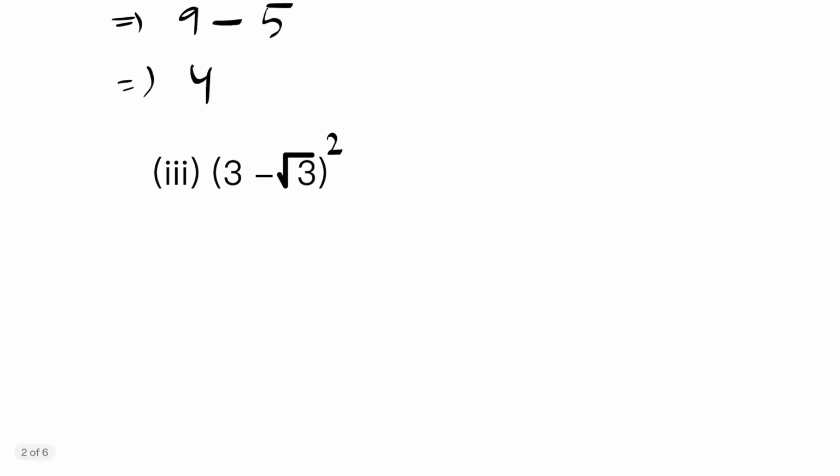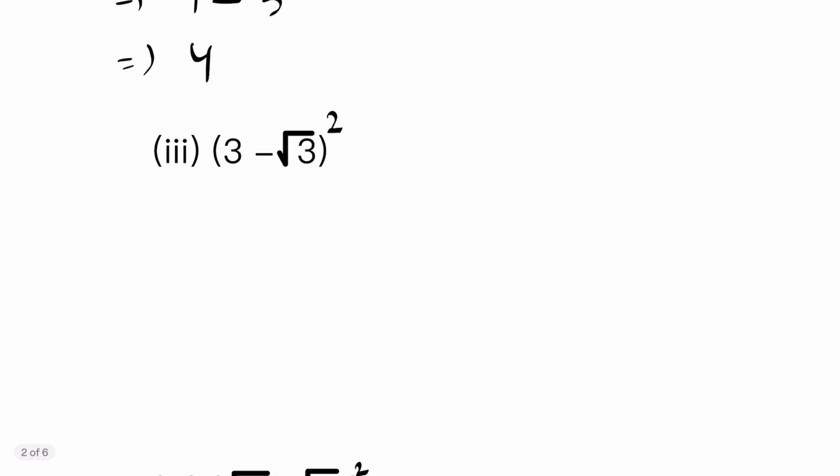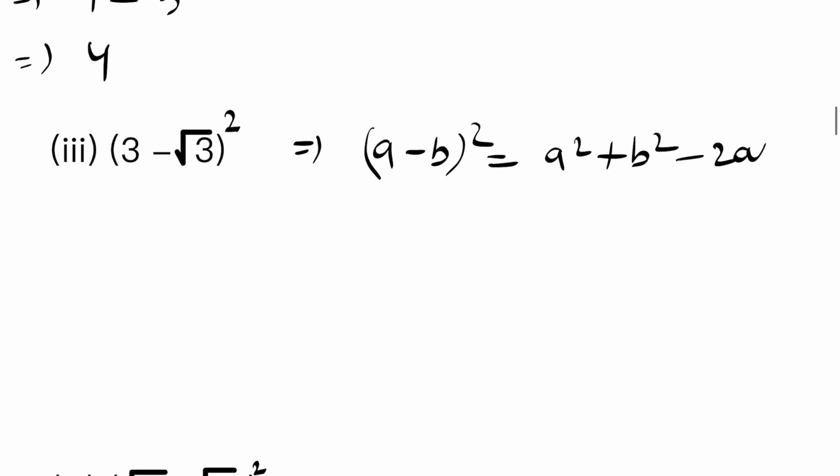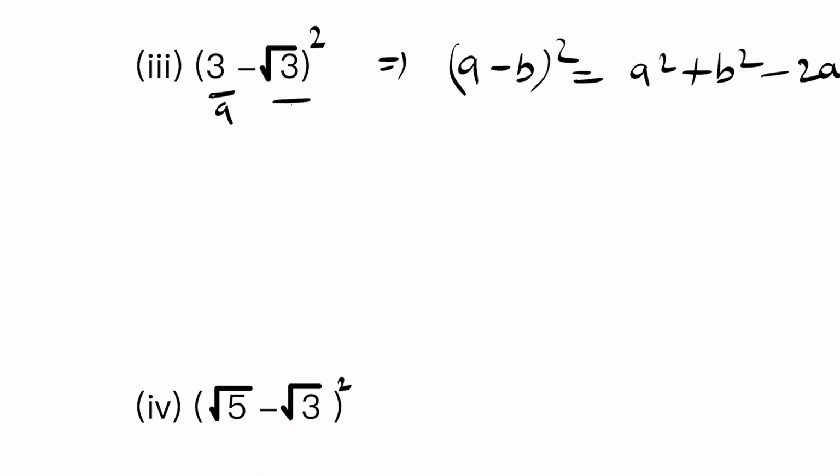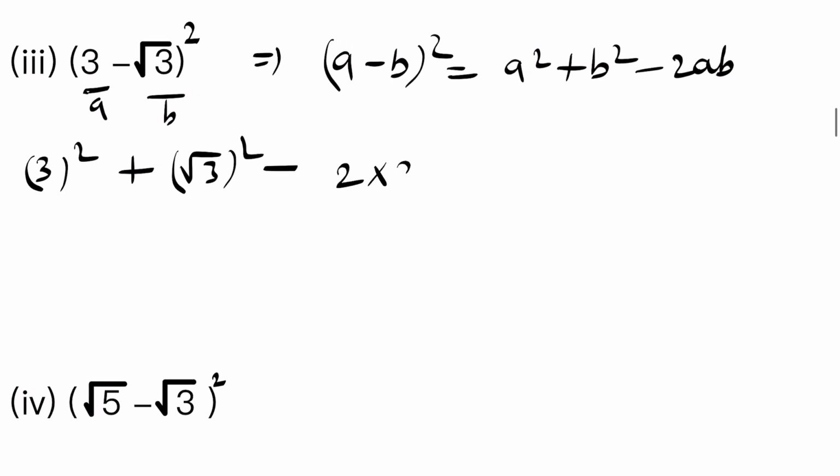Now third question is 3 minus root 3 square, which is the identity of a minus b whole square, which is equals to a square plus b square minus 2ab. So we can write the same using this identity. This is a, this is b. So a square is 3 square, b square is root 3 square, and minus 2 into 3 into root 3.